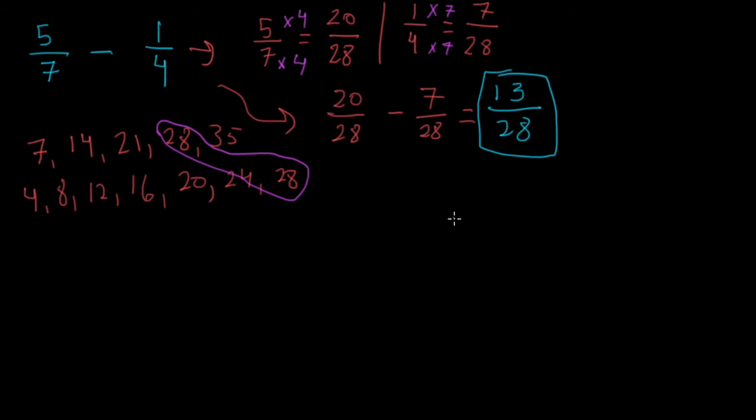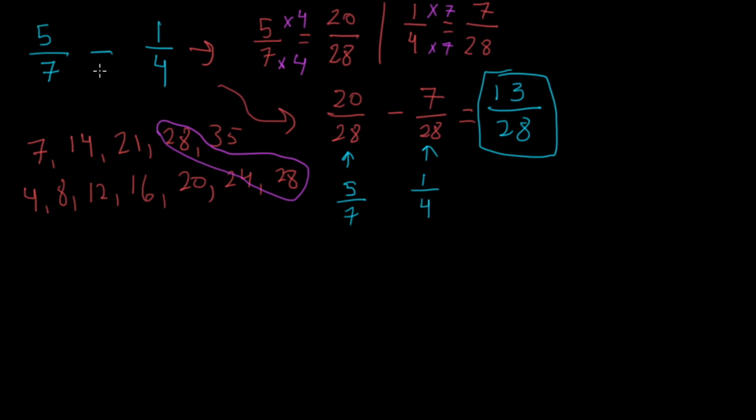Okay. Now this can look a little weird, right? Because we have very different numbers here. But again, the only way that you can do it is you've got to keep splitting the pizza up into more and more slices in order to compare them and in order to add and subtract them. So 5/7 becomes 20 out of 28. 1/4 becomes 7 out of 28. And then we get 13 out of 28 as our final answer.